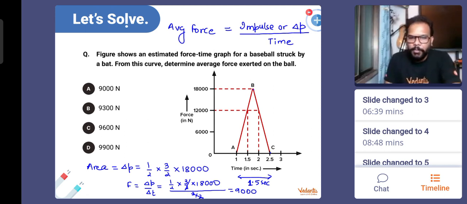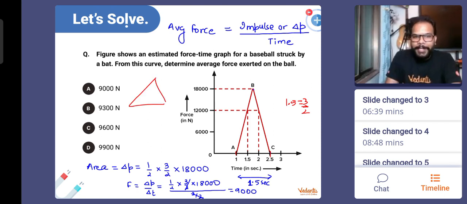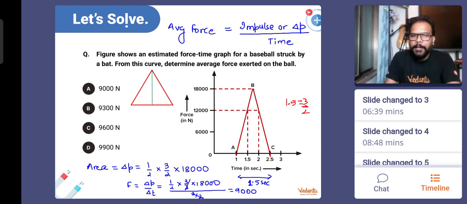Sir, how is the base 3 by 2? How much is 2.5 minus 1? Shweta, how much is 2.5 minus 1? So can I write 1.5 as 3 by 2 or not? How do we write the area of a triangle? Can anyone tell me the formula for the area of a triangle? Shweta, what is the area of the triangle? So how much is the base here? It's 1.5. How much is the height here? 9,000. So half base into height.